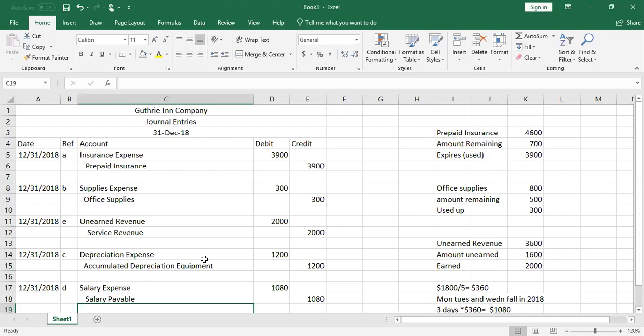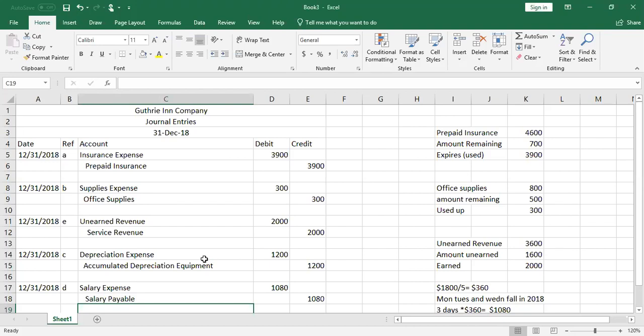Common stock and dividends have the same balance. Service revenue increased. We credited that account in journal entry E, $2,000. Service revenue is $17,500. See, it was missing part of it, added in. Go over to the expenses. Salary expense, before adjusting journal entries, has a balance of $2,800. We added $1,080 with adjusting journal entry D, so it now has a debit balance of $3,880.